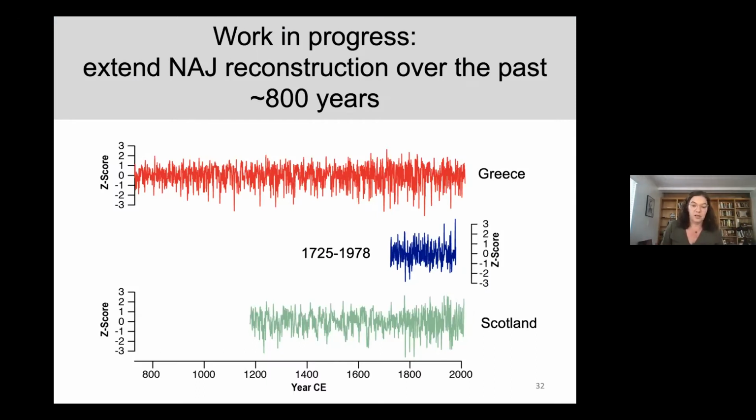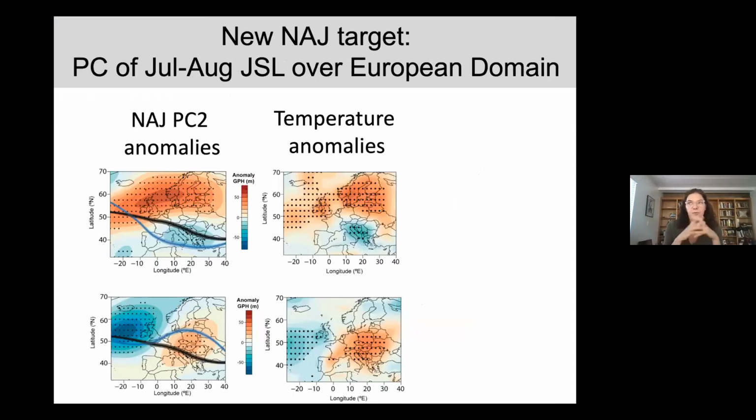Our colleagues in Scotland have also been working hard to go further back in time. So right now we're working on a North Atlantic jet reconstruction that does go back much further than 1725. So we're aiming for the past 800 years. And we've changed our target of reconstruction a bit.